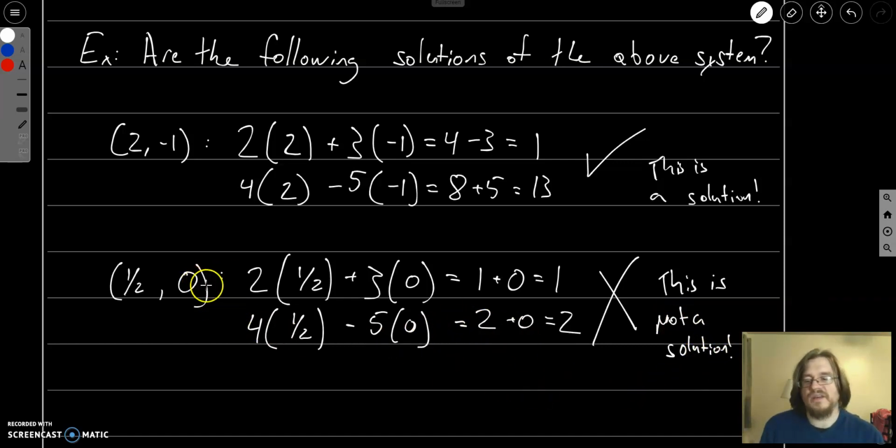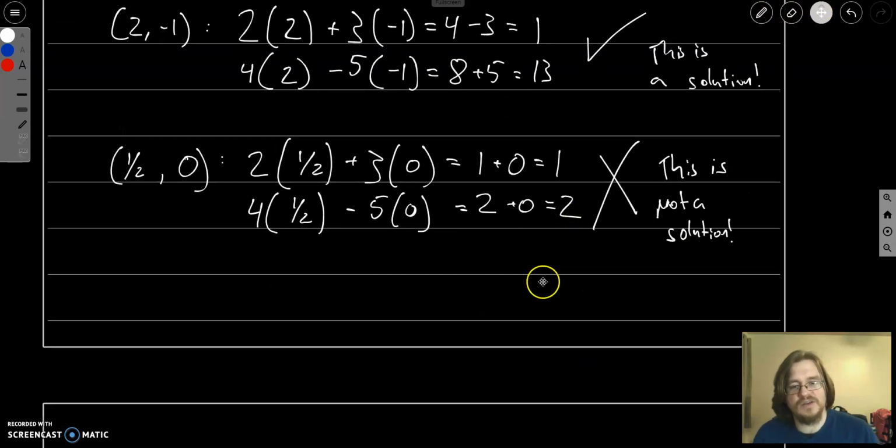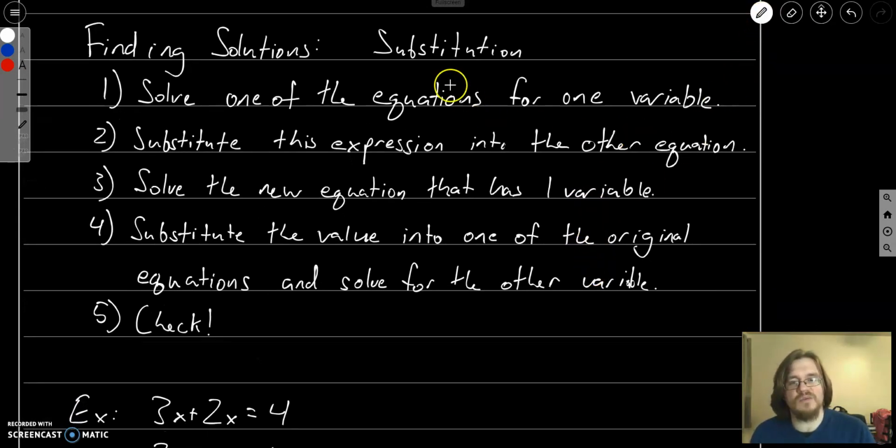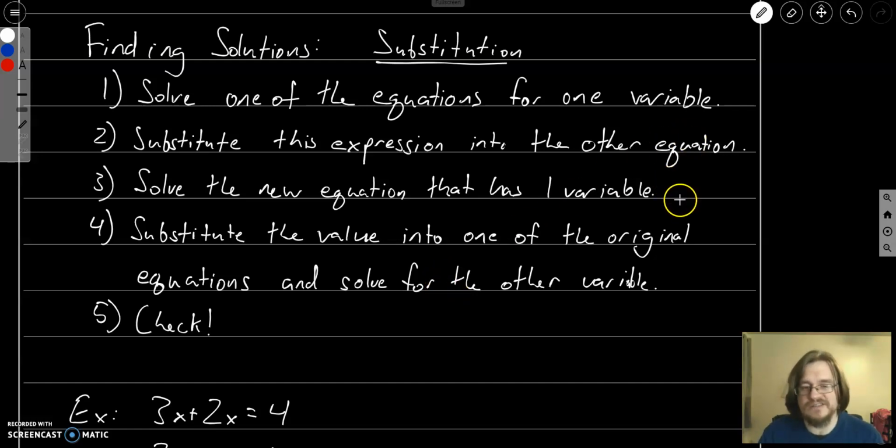So when you have a potential solution, it has to satisfy every single equation in the system and not just one or the other. So the question is, how do we find solutions? And there are two methods that we'll talk about. One is called substitution, and the other is called addition. Substitution and addition both work, and they should work every single time. And it's basically up to you, or whether the question says it or not, to choose which one you want to use.